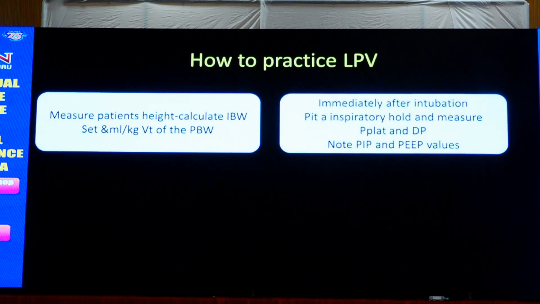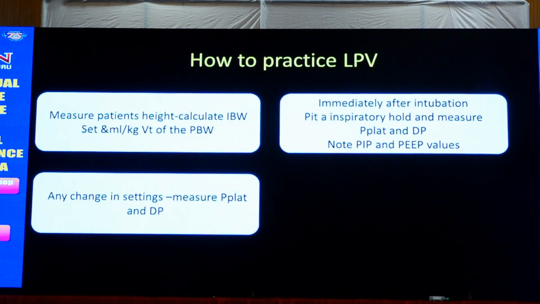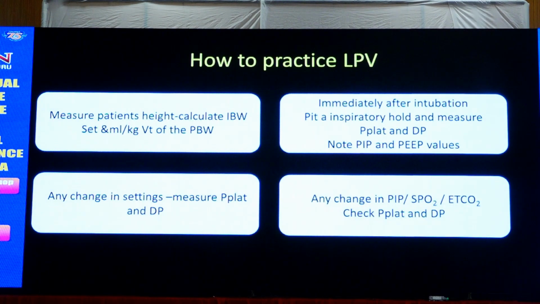Then immediately after intubation, we already have two values and we measure these two values. So by doing what? Which button? I have been shouting so much. All of you can. Inspiratory hold in a passive patient, because most of your patients are passive in anesthesia, and in a volume controlled mode. Okay. Any change in PIP, always go back and look, and any change in PIP, SpO2, EtCO2, again check.